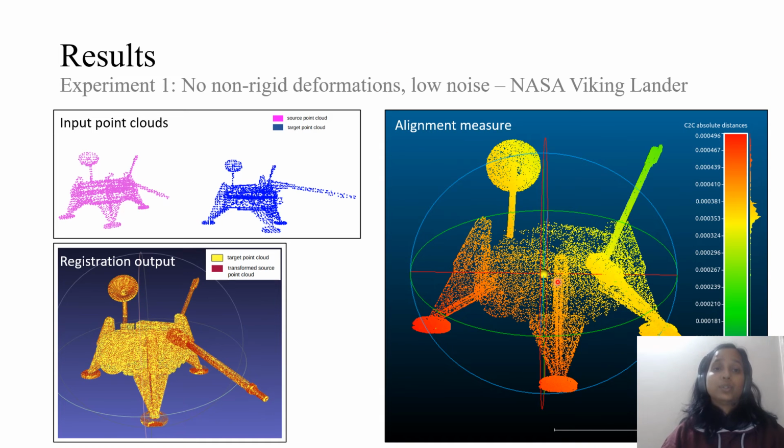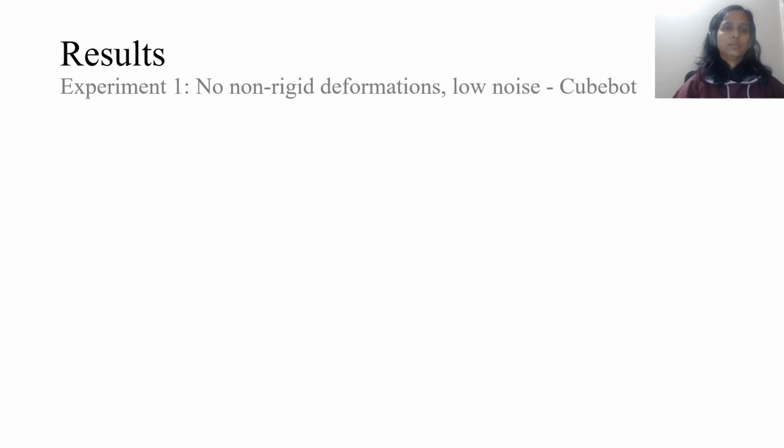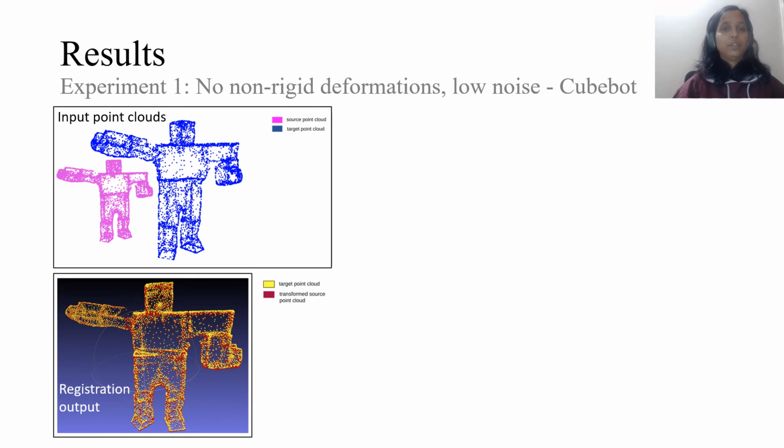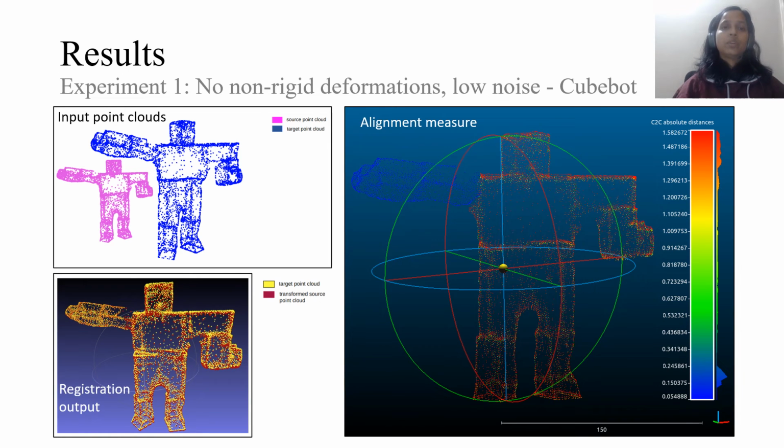The figure shows the degree of alignment through a map of the nearest neighbor distance between the transformed source and target point cloud. Here are the results for the Qbot model from experiment 1. We observe that our workflow is able to accurately register the source and the target point clouds for the degenerate case of no deformation and low noise.